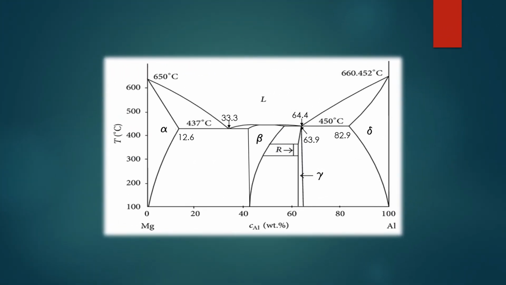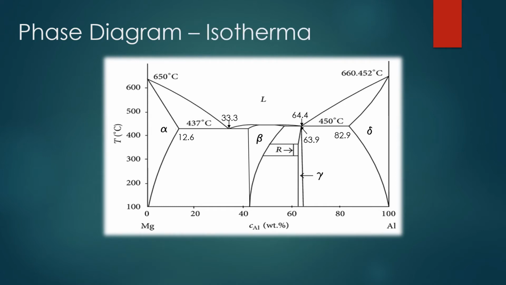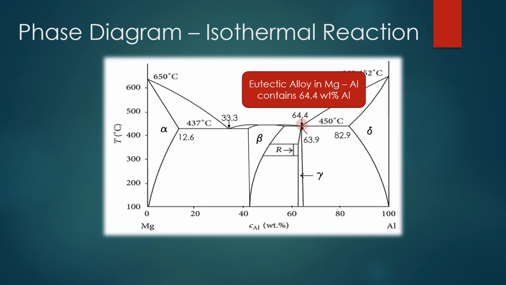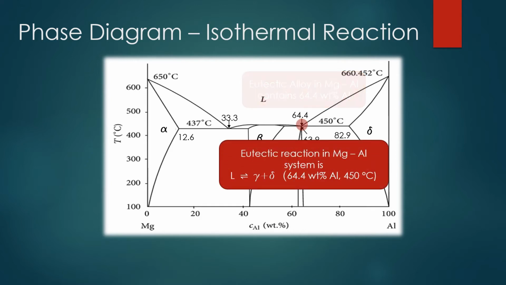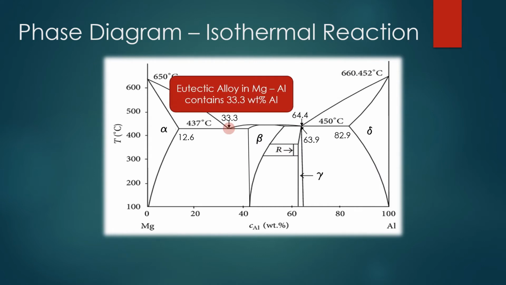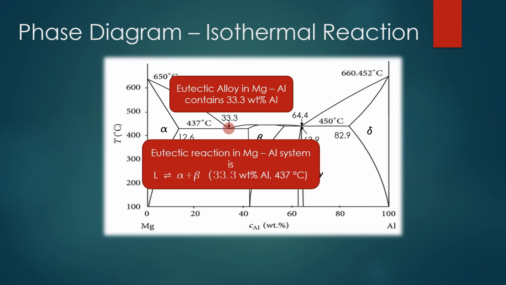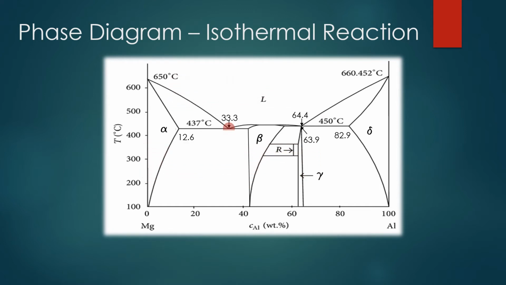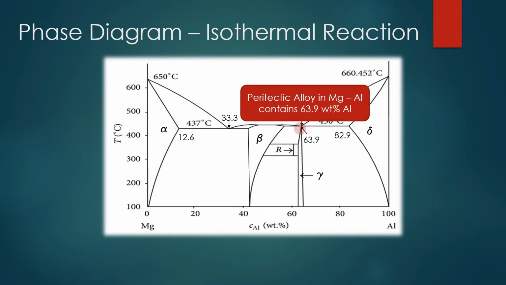Next is the example of isothermal reactions that exist. The first one is the eutectic reaction. The second one is also a eutectic reaction. And the last one is the peritectic reaction.